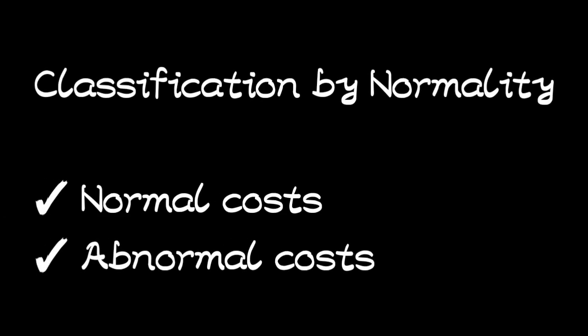We are still continuing with classification of costs, and we have another classification, which is classification by normality. So under this we have costs that are normal and then costs that are abnormal. Normal costs are those costs that are necessary or that are regular and known. Then the abnormal costs are those costs that are irregular or uncommon, like it can be a one-time thing. Those are the abnormal costs.